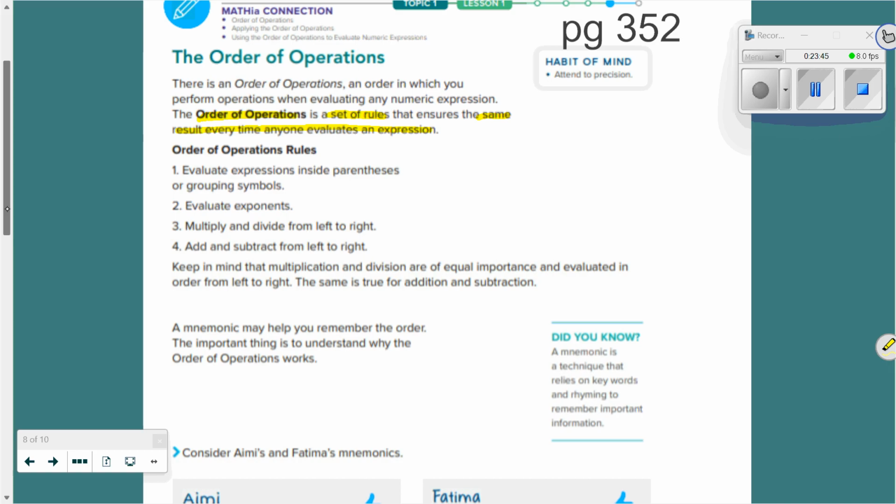The first thing we're going to do is evaluate expressions inside parentheses or grouping symbols. Our second one, we're going to look at the exponents. Our third one, we're going to multiply and divide, going from left to right. And our fourth one, we're going to add and subtract from left to right. Most of you should have had exposure to this in your earlier years. Many of you have probably heard something like, please excuse my dear Aunt Sally. Does that sound familiar?